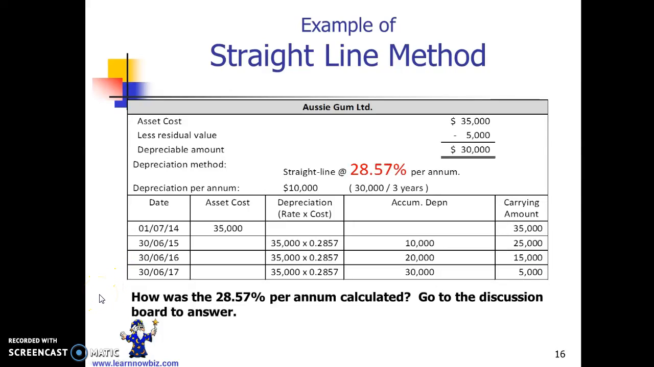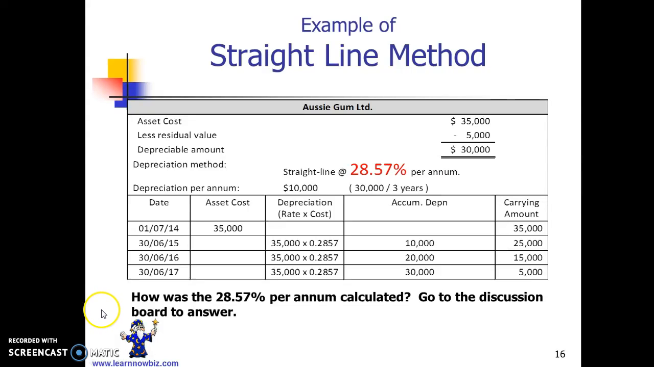See that in the first year, it cost us $35,000. The carrying amount is the amount that it's worth at the end of a particular year. At the end of June, the carrying amount is $25,000. Now, how do we work that out? We know that the depreciation for the year is $10,000. So what we do is we take the $10,000 away from the $35,000 to get $25,000.